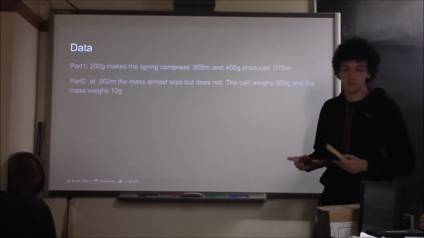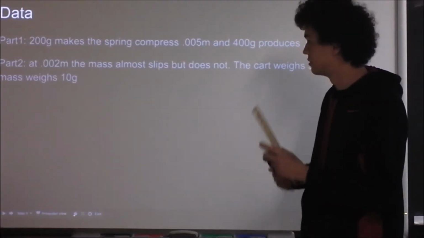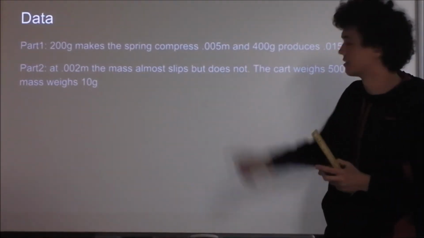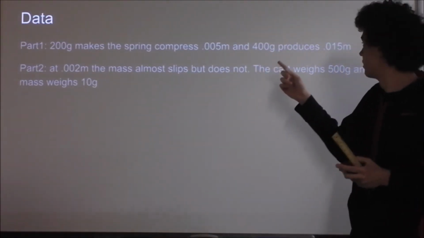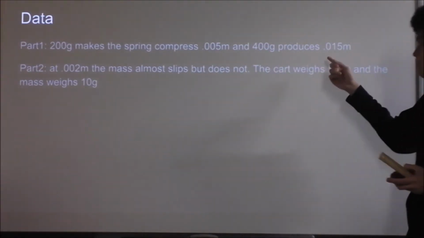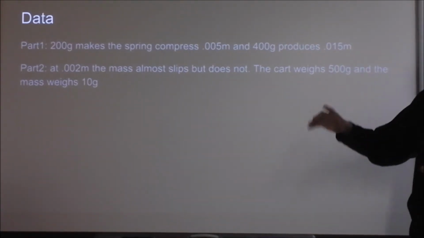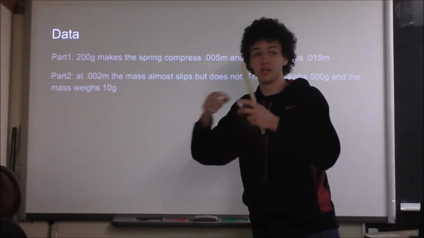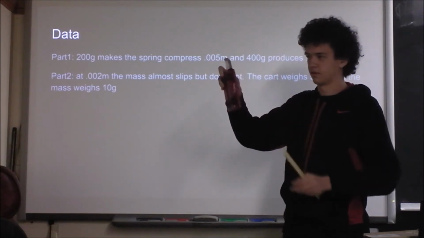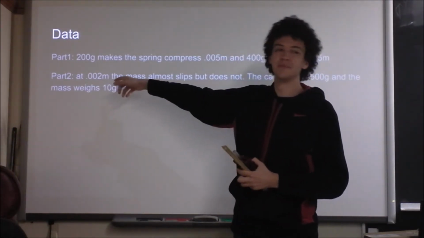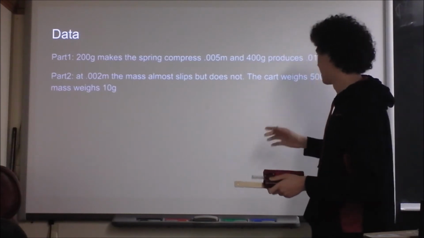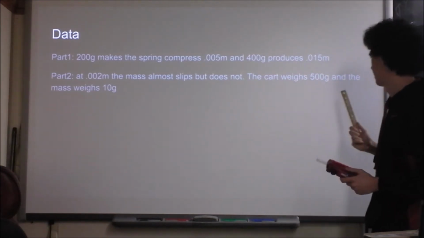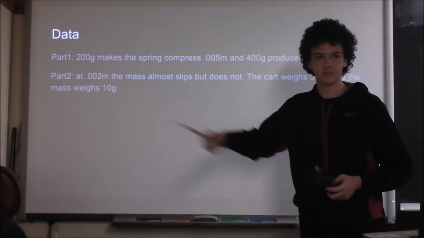Okay, so for my data, for part one, the 200-gram mass moves the spring by half a centimeter, or 0.005 meters, and the 400-gram mass moves it by 0.015 meters, which I thought was kind of weird. Then for part two, when I push it in a total of 2 millimeters is the only time that it really doesn't slip. Then I measured the mass of the cart, and the mass that I had on top weighed 10 grams.